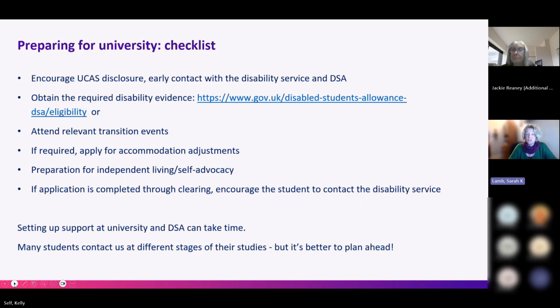So students contact us at different stages of their studies. And like I mentioned earlier, students might have started university and not realised how much support they've had from parents or carers, and then they might start to struggle. So it might be more clear then that there's difficulties, perhaps particularly for students with ADHD, that becomes more transparent when they're living independently. They might have had informal support at school, but not gone through the process.